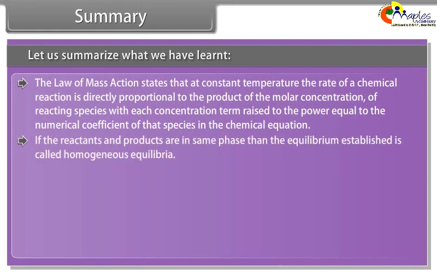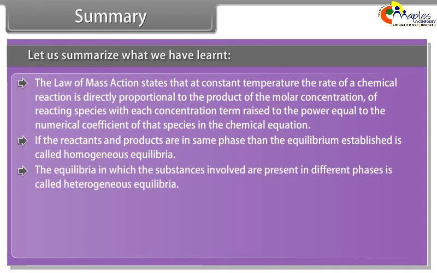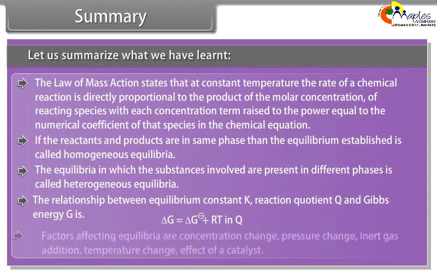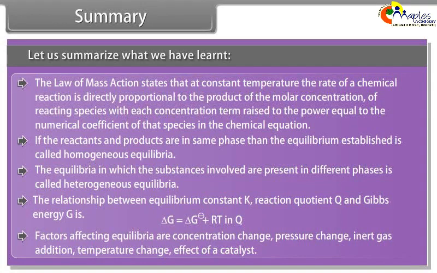If the reactants and the products are in the same phase, then the equilibrium established is called homogeneous equilibria. The equilibria in which the substances involved are present in different phases are called heterogeneous equilibria. The relationship between equilibrium constant K, reaction quotient Q, and Gibbs energy G is shown. Factors affecting equilibria are concentration change, pressure change, inert gas addition, temperature change, and effect of catalyst.